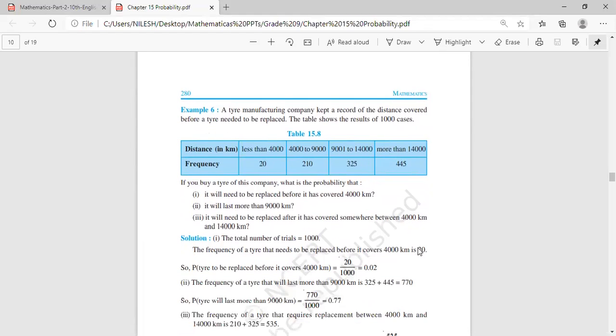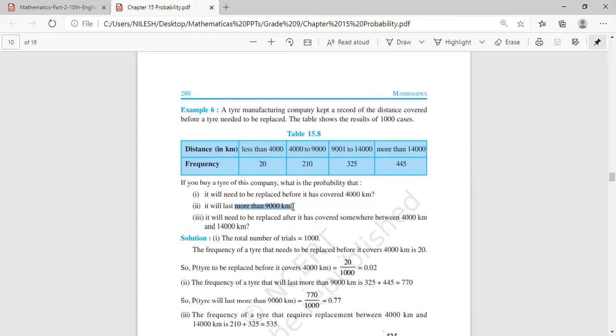See, a tire manufacturing company kept a record of the distance covered before a tire needs to be replaced. The table shows the results of 1000 cases. Now, find the probability that it will need to be replaced before it has covered 4000 kilometers. Before 4000 means less than 4,000. So the probability is 20 upon 1,000. Very good, because less than 4000 is 20 times.